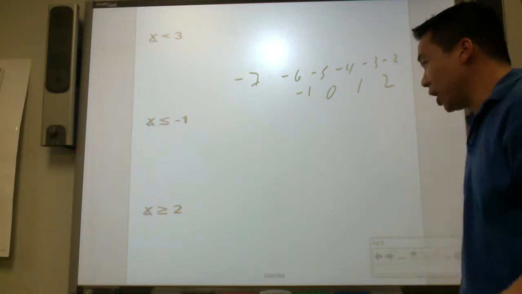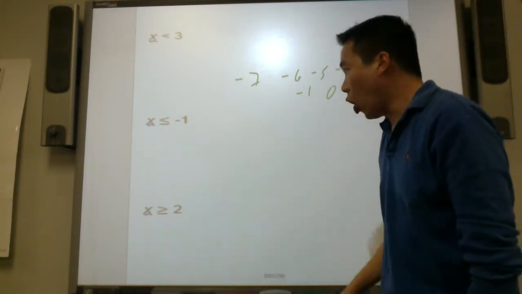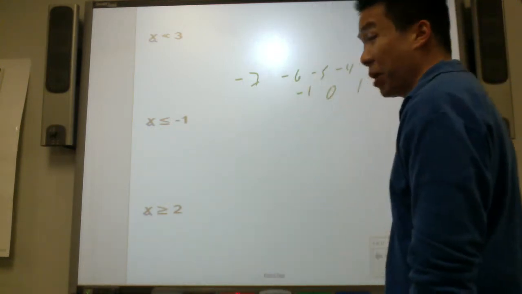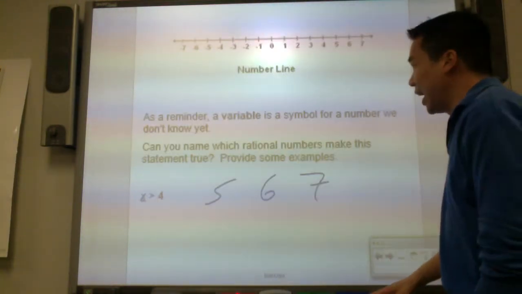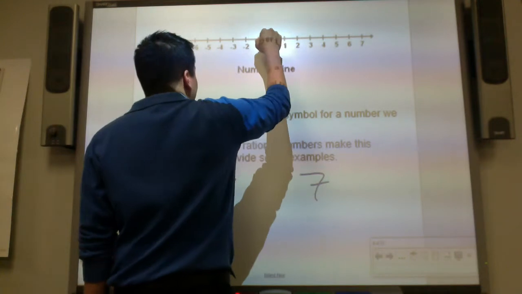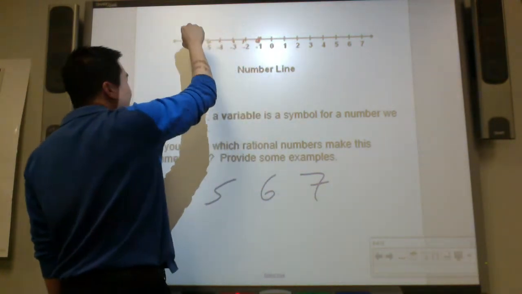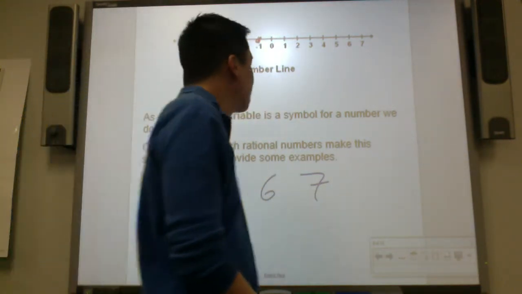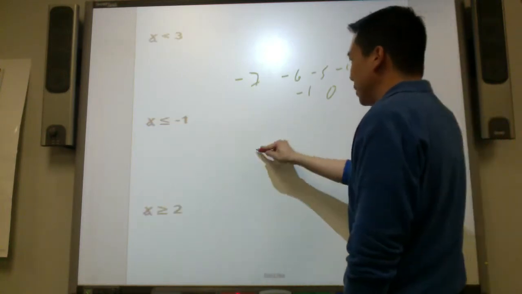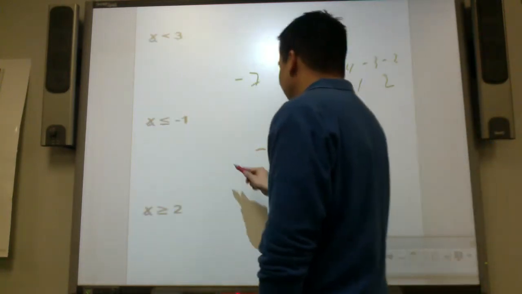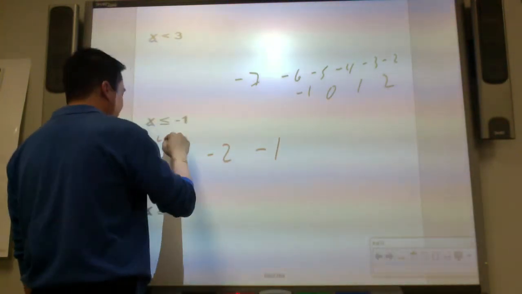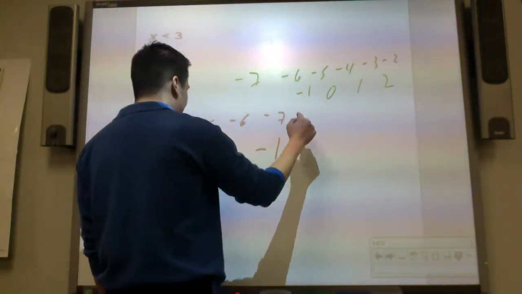All right, which numbers on that number line are less than or equal to negative 1? It has to be less than negative 1, but it can even include or be equal to it. So it must include negative 1, which is equal to negative 1, of course. But what numbers are less than that? Negative 2, negative 3, negative 4, negative 5, negative 6, and negative 7.